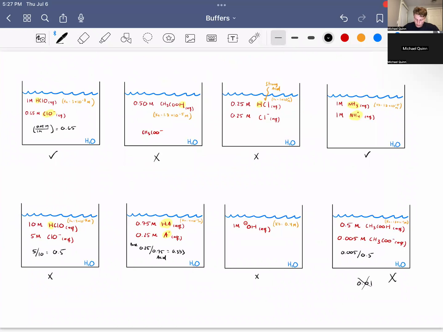So going through each one of these examples, we can get some practice on how to identify a buffer. And remember, you need to meet all the requirements in order for it to be a buffer. If one of those requirements is not met, then it is not a buffer.